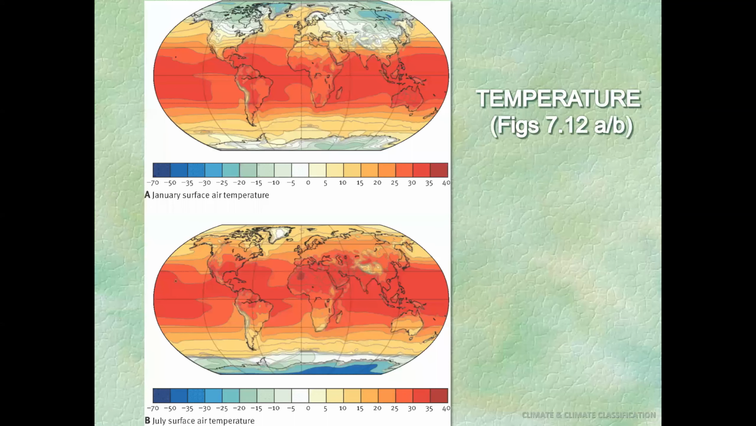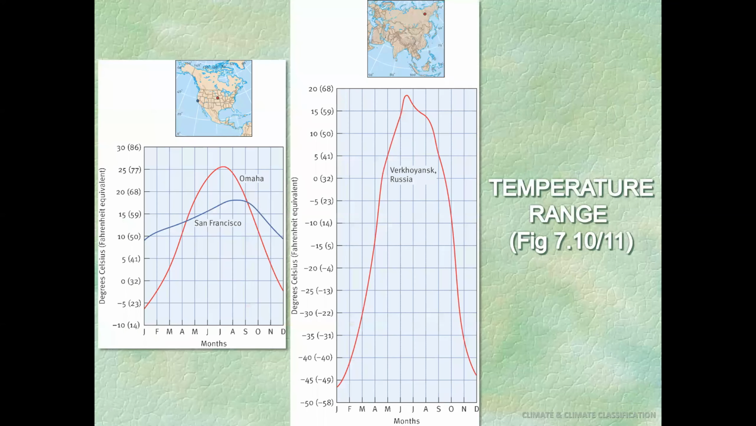There's a temperature map that you can find in your textbook in these specific units, the idea of temperature for January or July, and you can see how it varies by latitude. And then the idea of temperature range, the difference between the high and the low for the year. If you live in a place like Verkhoyansk in Russia, you can be exceptionally cold in winter but exceptionally warm in summer. And in the US, you can see the difference between Omaha, Nebraska, and San Francisco, where San Francisco never gets really cold, but it doesn't really get warm. And the ocean has a lot to do with that.